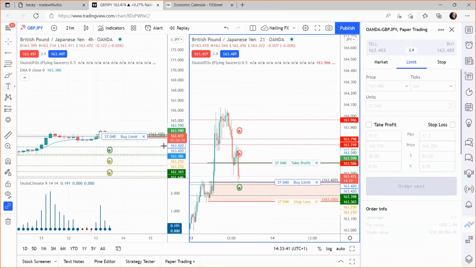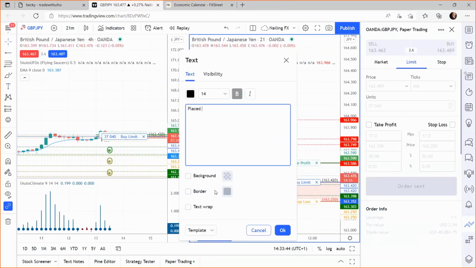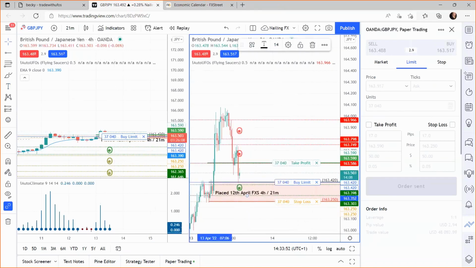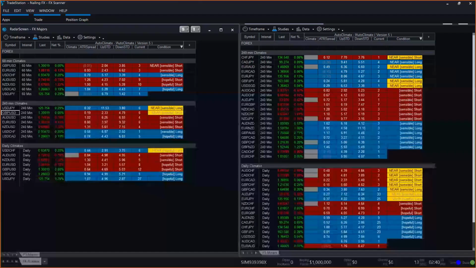I'm just going to put a little note here. So placed 12th April, FX Street, and this was a 4 hour and 21 minute. Again, easier to come back and look at if we can see visually what's going on. Okay, so we have another 10 minutes or so. So let's see if we've got some more opportunities to look at.